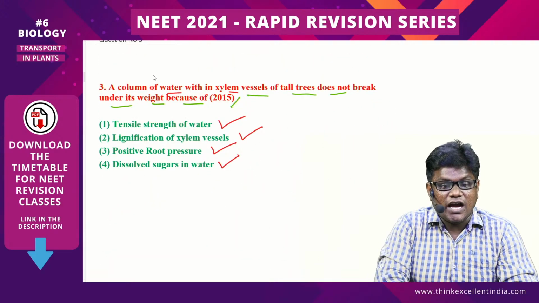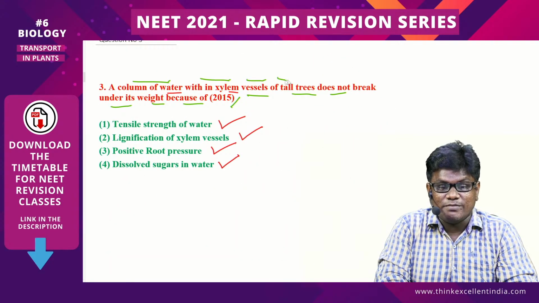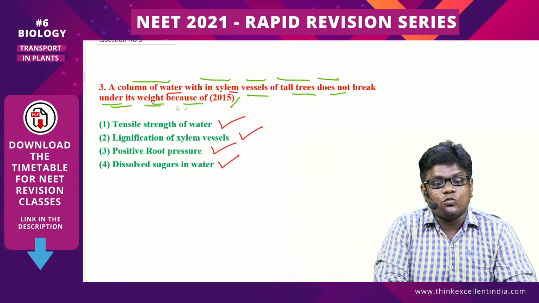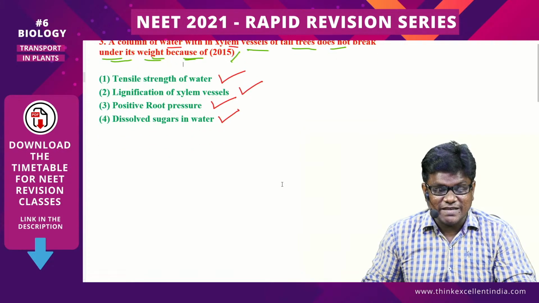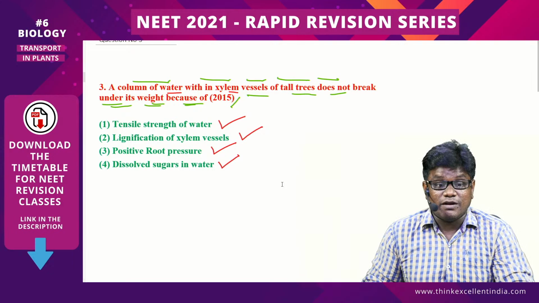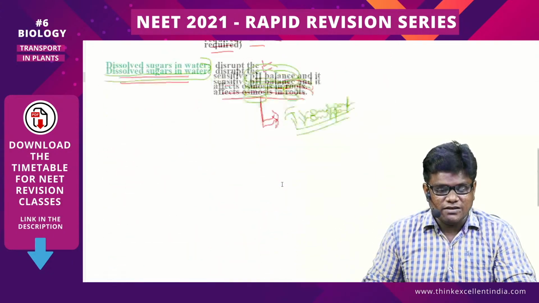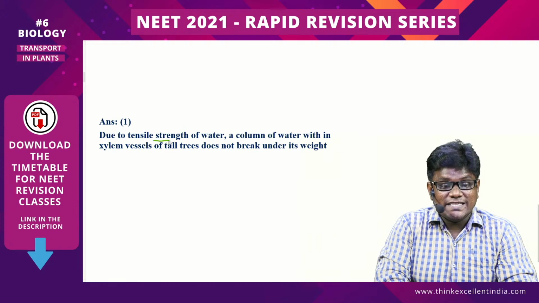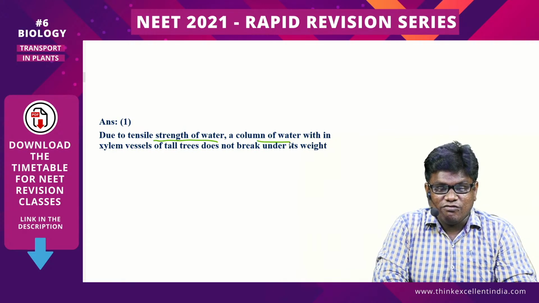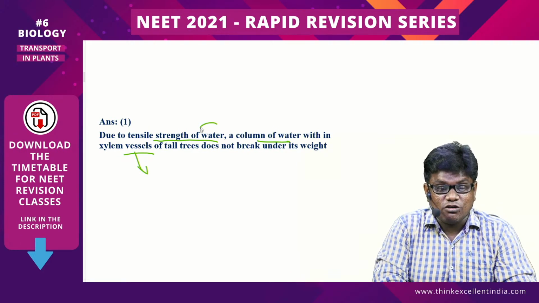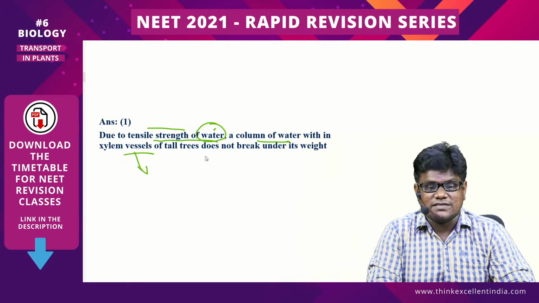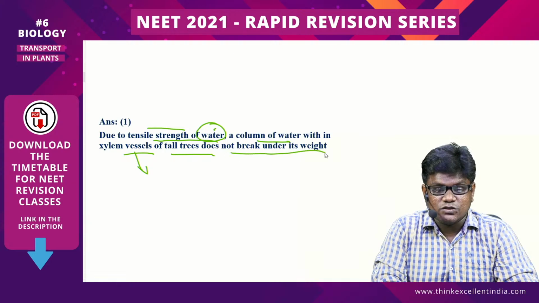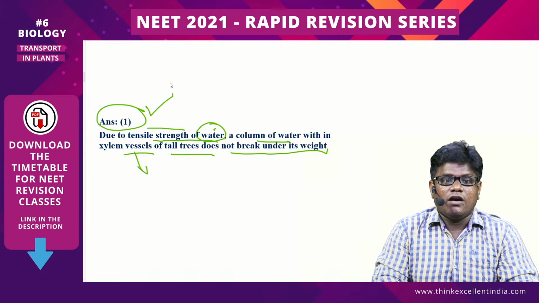Here the question is, a column of water in xylem vessels of tall trees doesn't break under its weight because of. So you may know this. In exactly which place does the process happen, and why can the tall trees not break under their weight, because of what reason? And here, it is due to the tensile strength of the water and the column of water within the xylem vessels. Xylem vessel also plays an important role in conduction of water. So the tensile strength is also present inside the water when it is incorporated into the plant system, and the tall trees don't break under their weight. So option 1 is the right answer.